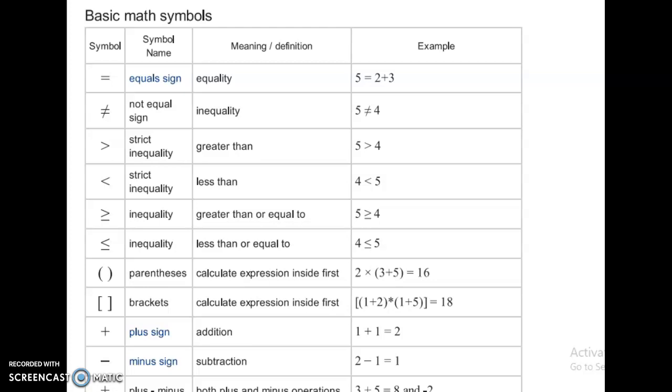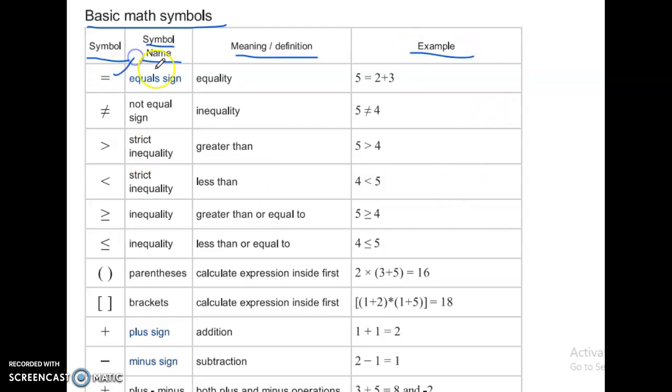Basic mathematical symbols. This column is for the symbol, here the symbol name, this column for meaning or definition, and this column for an example.